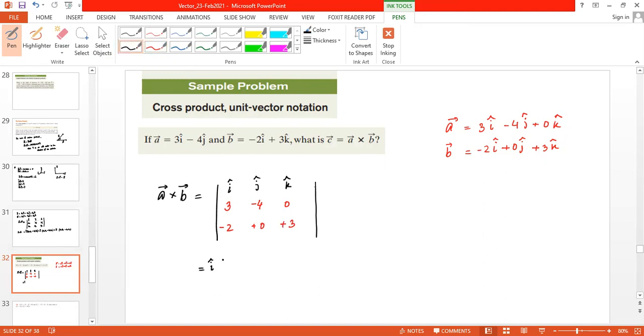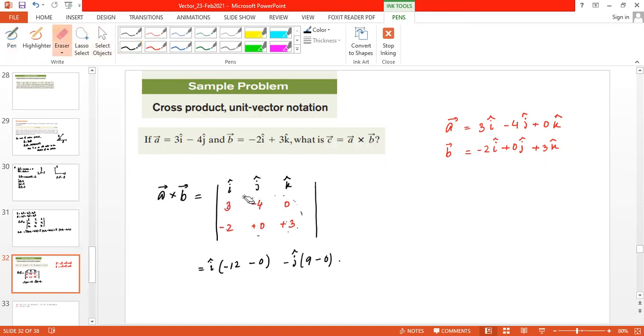Like for i, it would be like this one and this one. I just have to consider this. Multiply this with this and this with this. So minus 4 times 3, that is equal to minus 12, minus 0 times 0, that is equal to 0. And then plus minus j. For j, I don't need to consider this one and this one, right? So 3 times 3, that is equal to 9, minus minus 2 times 0 equal to 0. And then k. Same again for k.